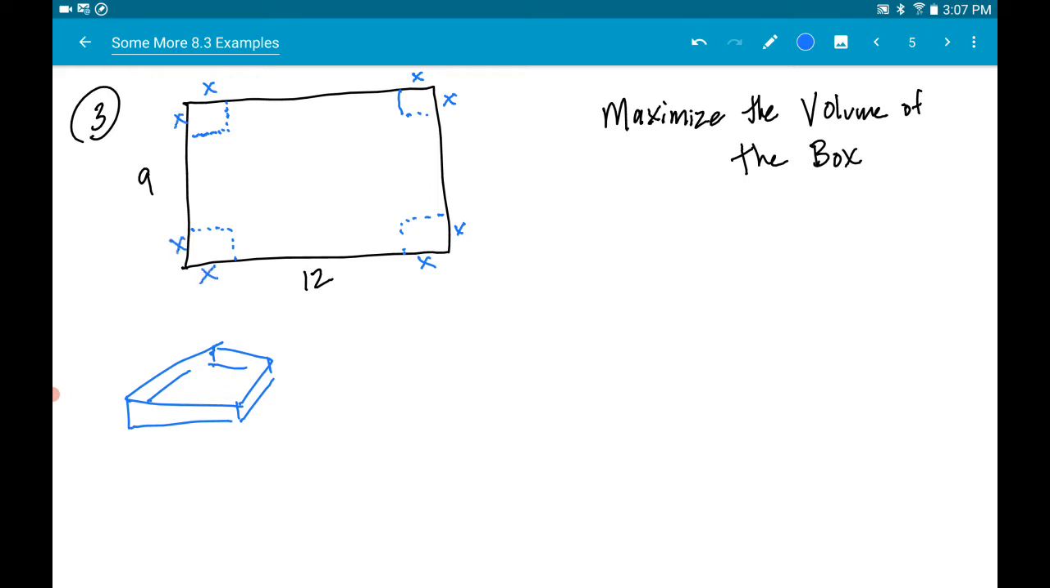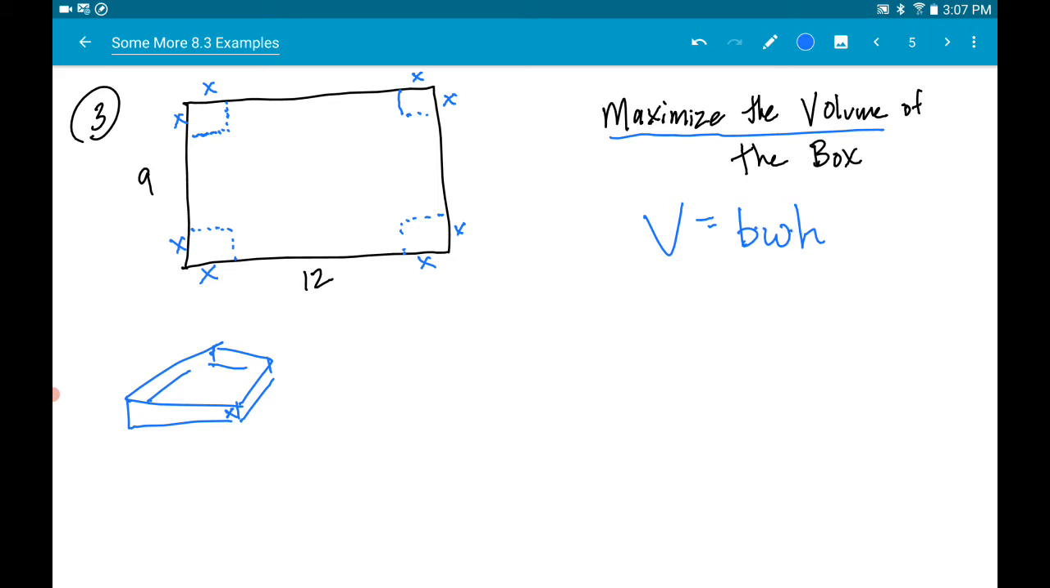All right. And we want to maximize the volume of, to put things into perspective, little x would be right here. We want to maximize the volume of the box. The volume in general is base times width times height, or length times width times height, but I've got too many variables.